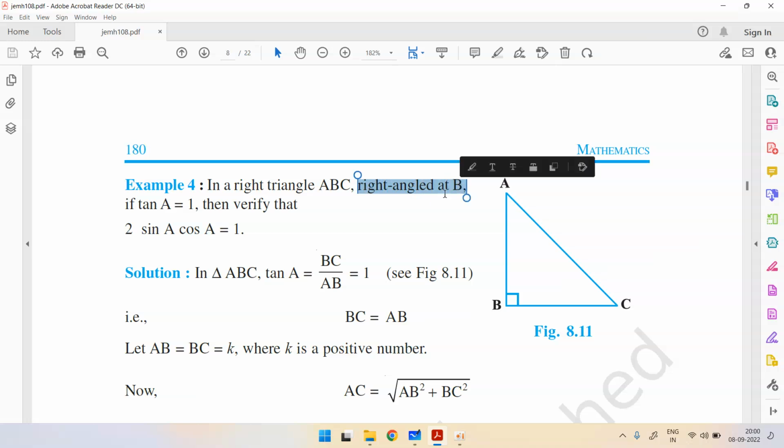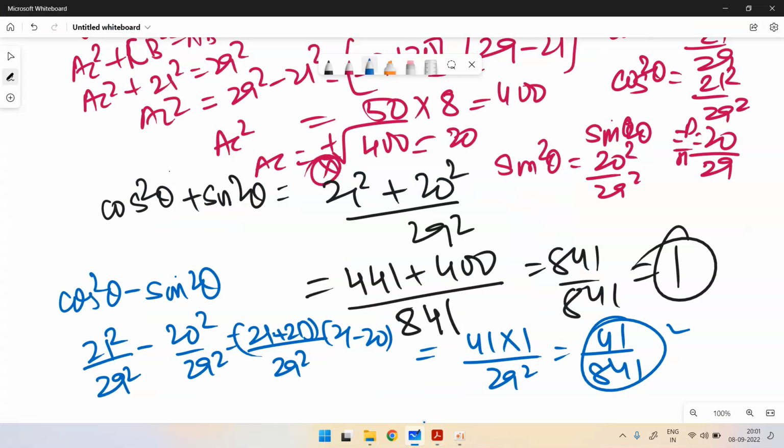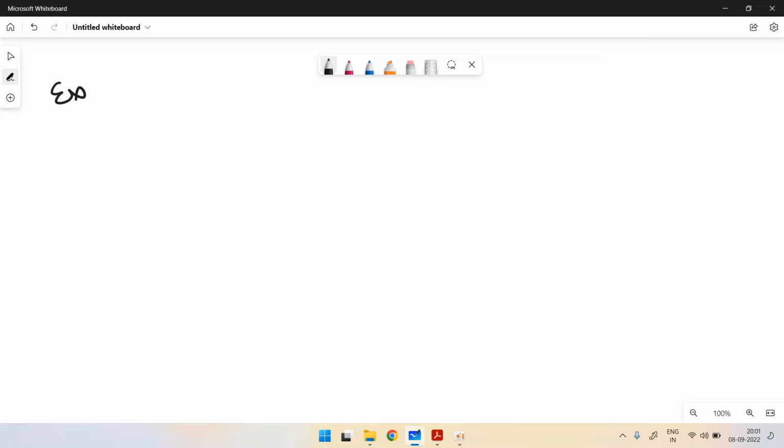So next question is, in a right angle triangle, right angle at B, you have to always see what the right angle is. My right angle is B. And if tan A is equal to 1, verify that 2 sin A into cos A is equal to 1. Here this is also much simpler. It is given that this is right angle at B.